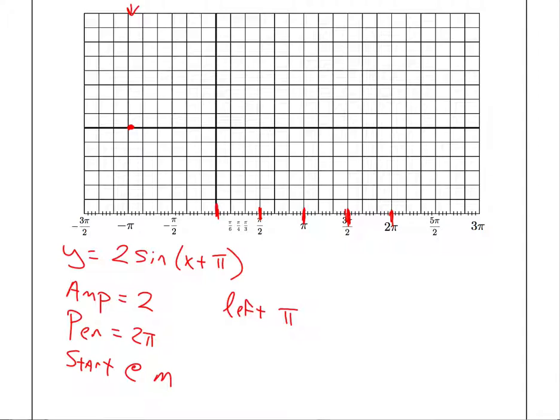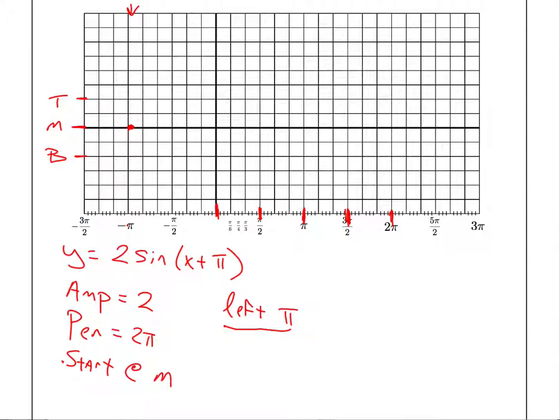So let me pause and make sure everybody can follow what we just did. Everybody good with how we got that starting spot right there? We already identified down here at the bottom that we're starting in the middle. And then this tells me that instead of starting at the y-axis, I need to move to the left pi. So I'm starting here, and I'm starting in the middle. Now I want to identify what the top is and what the bottom is. So how high do I go to get the top, and how low do I go to get to the bottom? 2. So this is the top, and this is the bottom. So every mark I make has to be on one of those 3 spots, the top, the bottom, or the middle.